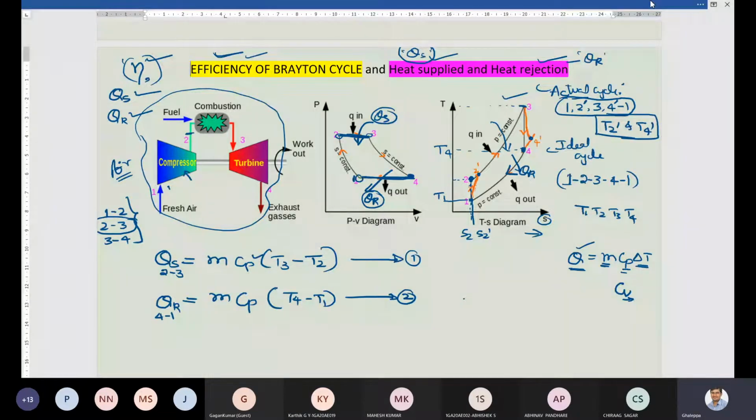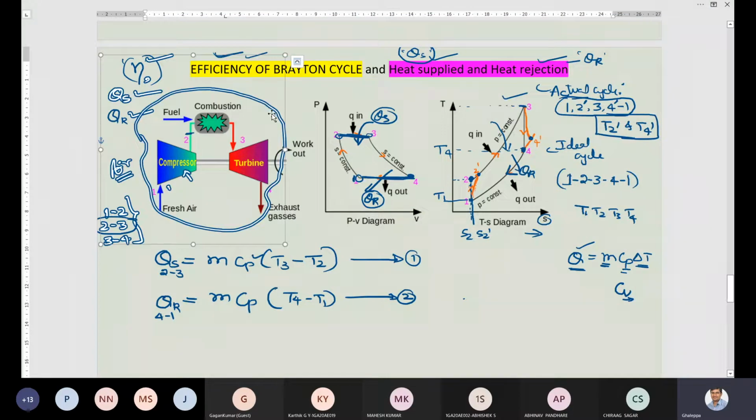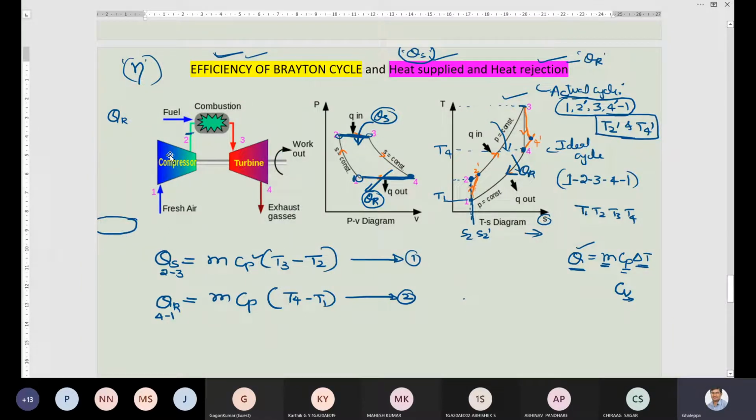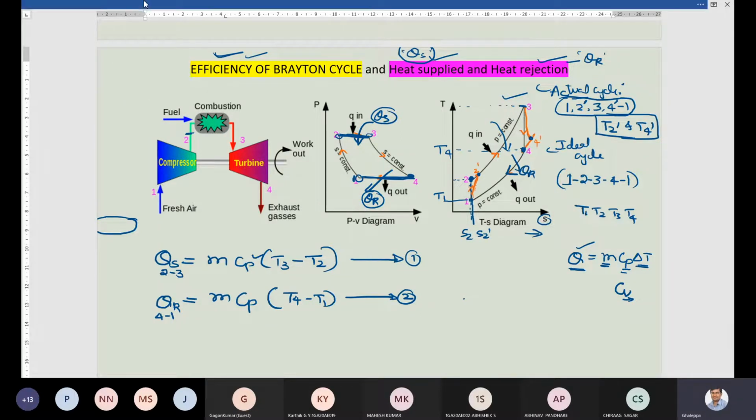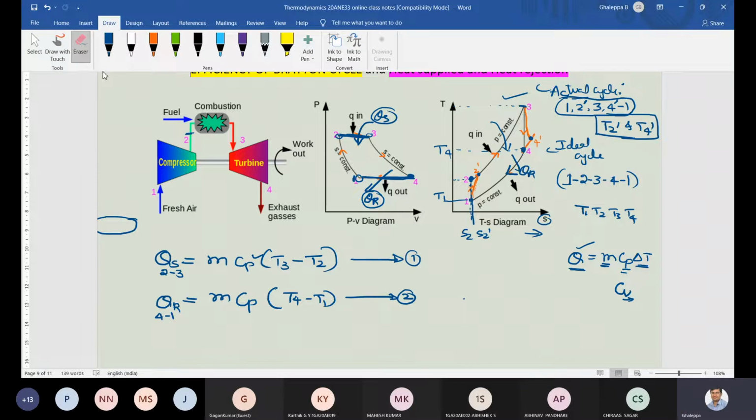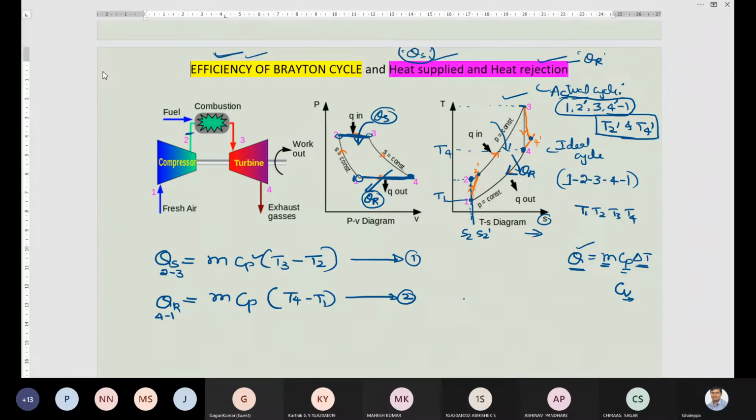Okay. Now, dear students, one more point. The next point is important: how to take the mass flow rate, the m value. Always you will be assuming that m is 1 kg for the given cycle. But now look at this diagram. This is important: how to take the value of m. This heat supplied is related to the second process, that is 2 to 3.